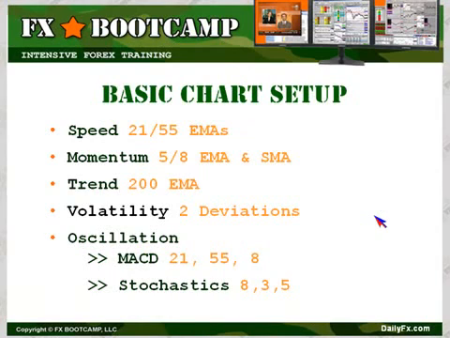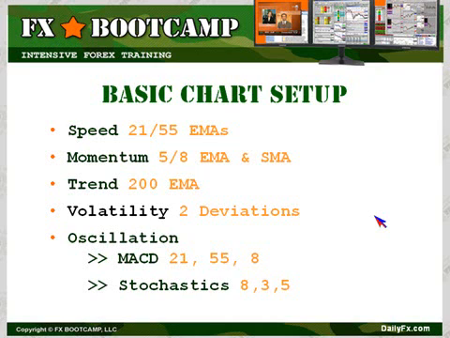Now let's go over very quickly my chart setup. I use a 21/55 EMA to measure speed of market action, and I use the 5/8 EMA SMA combination to measure the momentum of price action. 200 EMA to measure trend. I use Bollinger Bands set at 2 standard deviations to measure volatility, and then I use oscillators: MACD slowed down with its custom settings of 21/55/8, and stochastics sped up at 8/3/5.